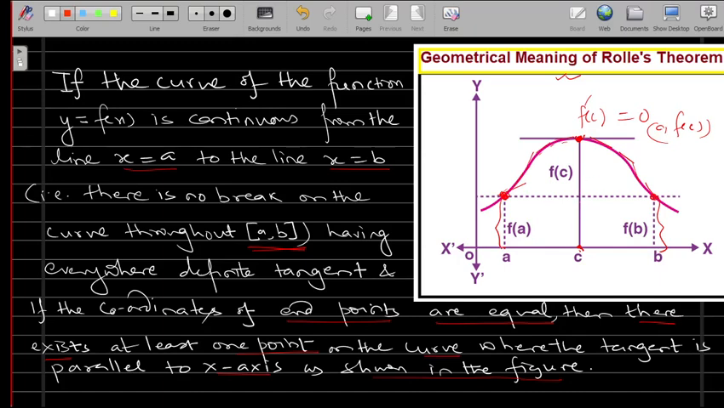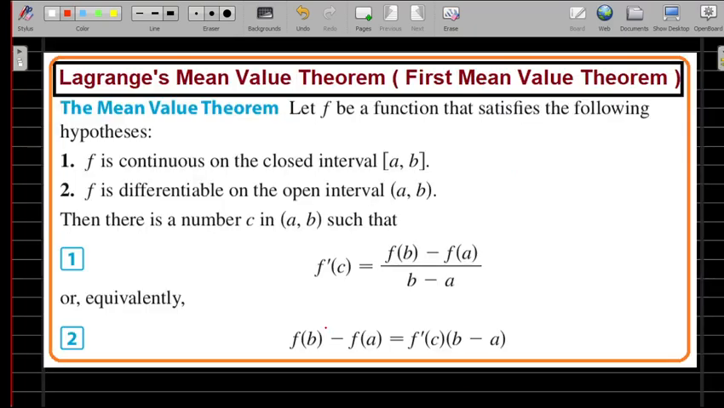This is Rolle's theorem. So remember, f of a equal to f of b, continuous in the closed interval, differentiable in the open interval. Then there exists a point c where f dash c equal to 0, or the tangent is parallel to the x-axis. Geometrically this is mentioned. Now moving to the next part, Lagrange's mean value theorem.